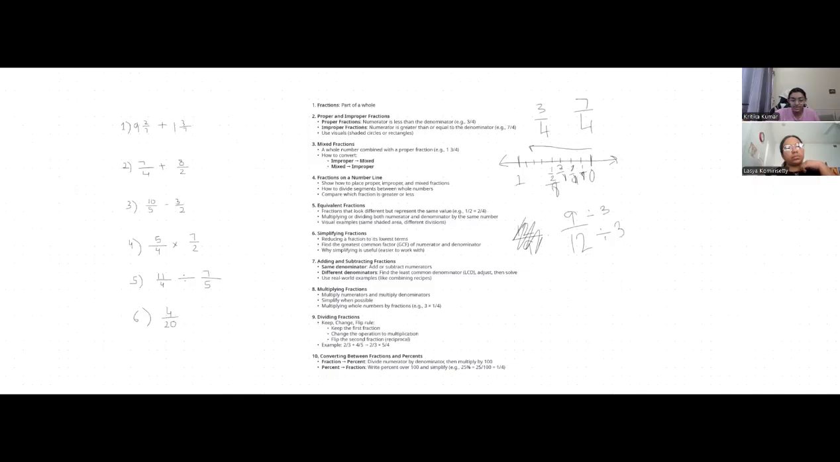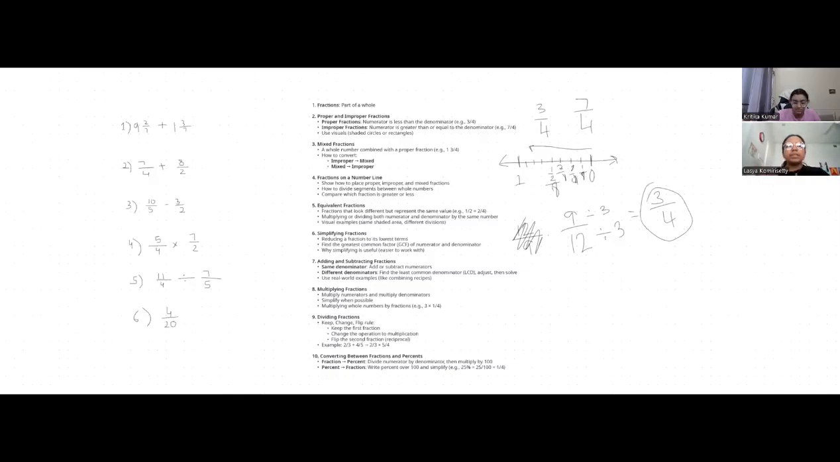And it's also the greatest common factor because there's nothing else that you can divide both of these by. So if we do that, we're going to get 3 over 4, which cannot be simplified any further. And this makes it easier during addition, subtraction, and all of those calculations. So I would say try to simplify as much as you can. Now let's move on to adding and subtracting fractions.